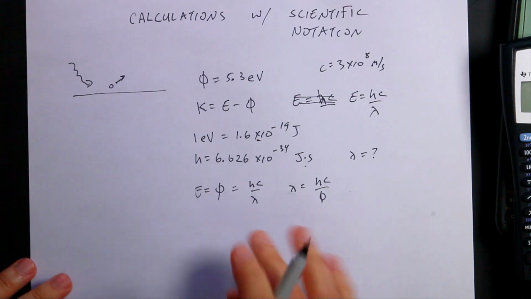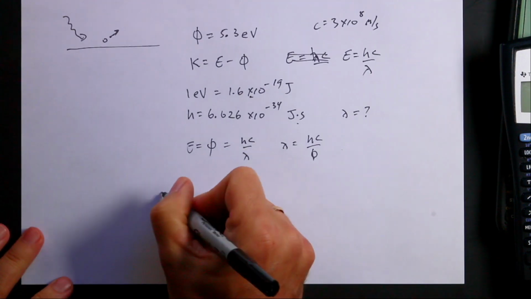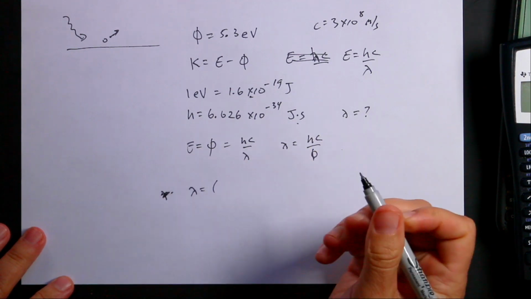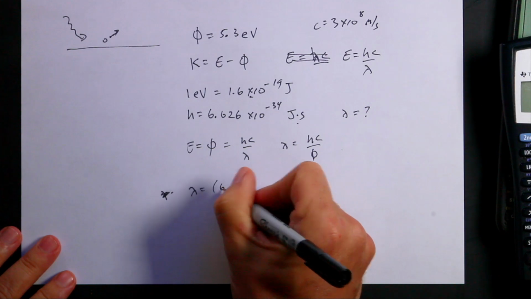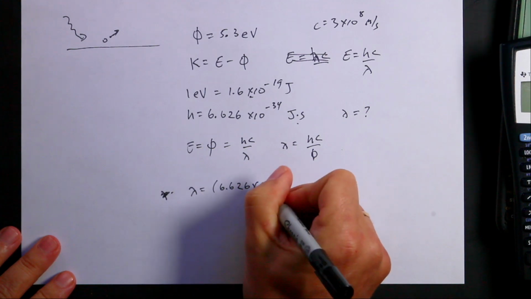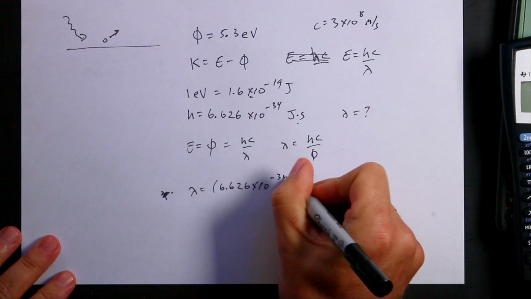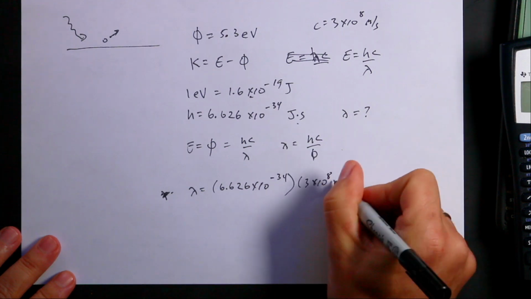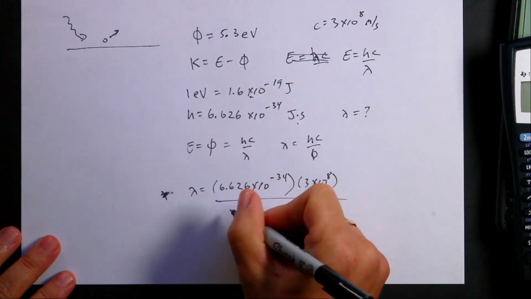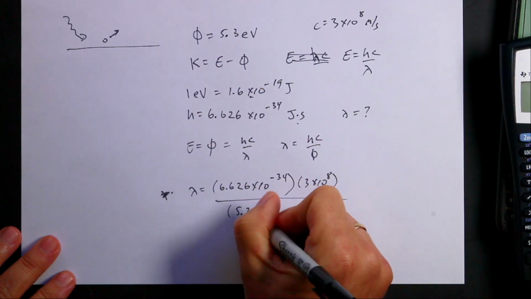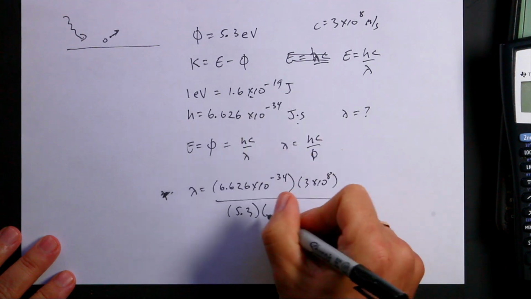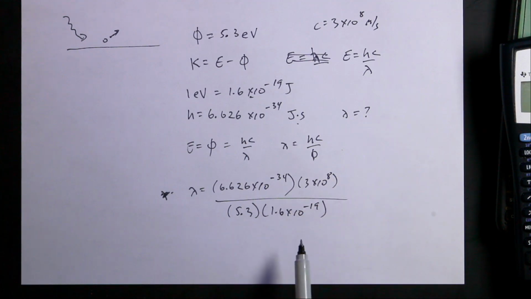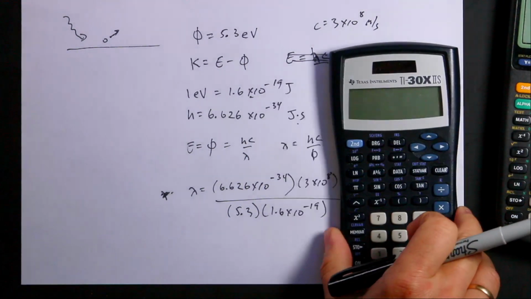Okay, so let's write this down as a number. The wavelength is going to be h. I'm going to leave off the units for now because I've already converted. 6.626 times 10 to the negative 34 times c, 3 times 10 to the 8th, divided by the work function, 5.3 times this conversion of 1.6 times 10 to the negative 19th. Okay, so we have a lot of stuff here. Let's just jump right into it with this calculator.